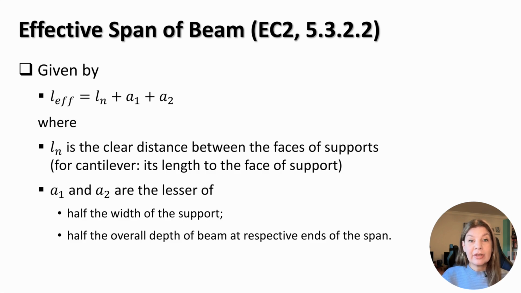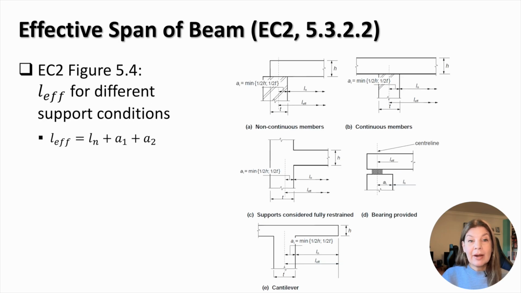Eurocode 2 defines the effective span of the beam, Leff, as the sum of the clear distance between the faces of supports, Ln, and the parameters a1 and a2, describing the effective support width on either side of the span. The effective support width is calculated as the lesser of half the width of the support and half the overall depth of the beam at support. The parameters a1 and a2 are defined for different support conditions in figure 5.4 of Eurocode 2, as shown on this slide.